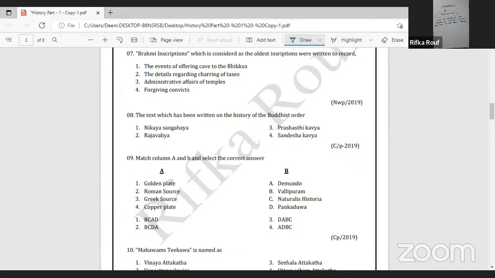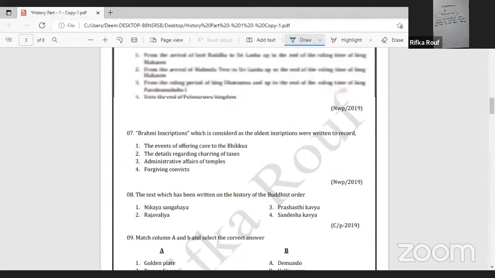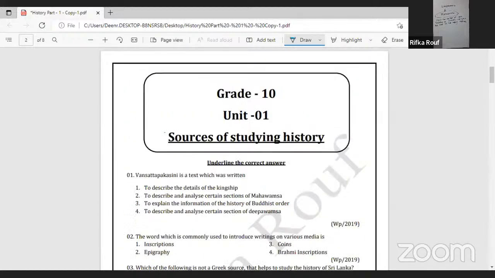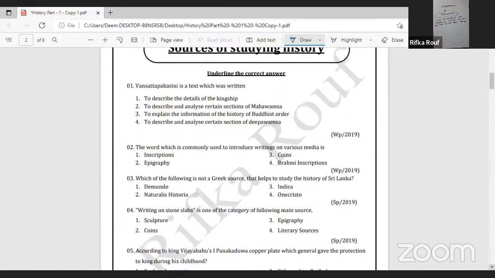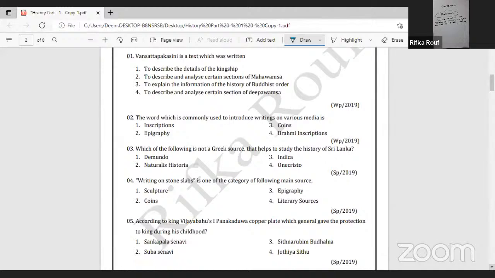Right. We will start the discussion. So let me go to the first one. Okay. So Atthasalini is what? Now, children, you know what? Now I spoke to you regarding the Mahavamsa.